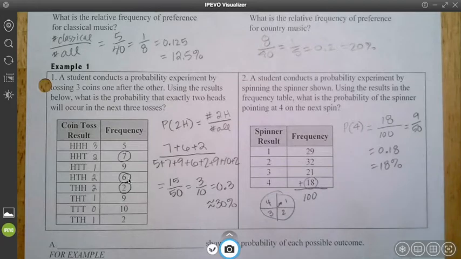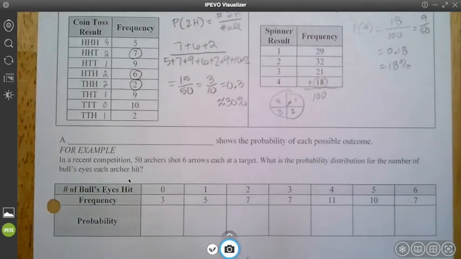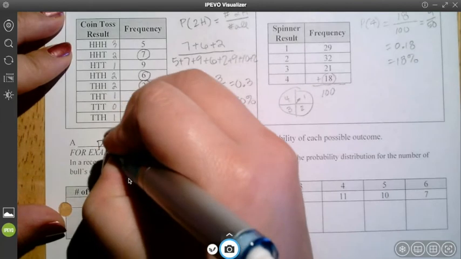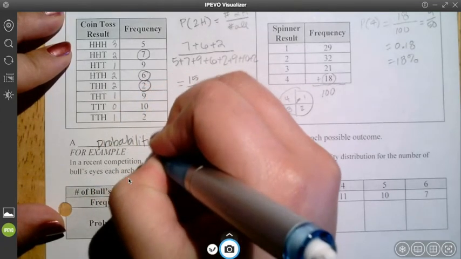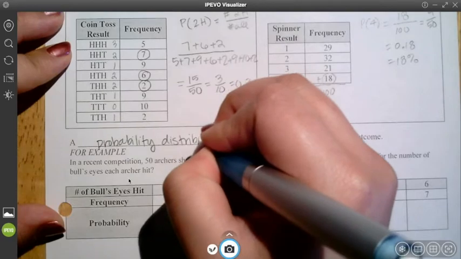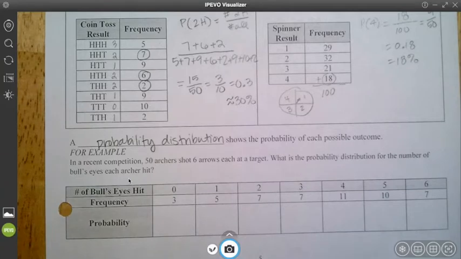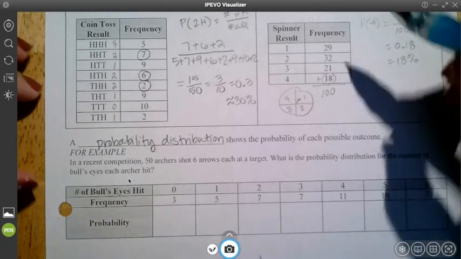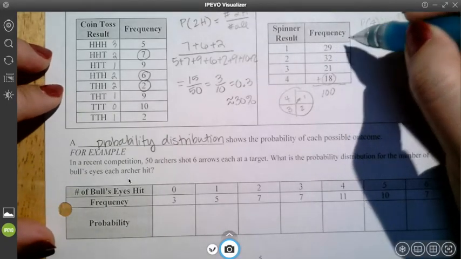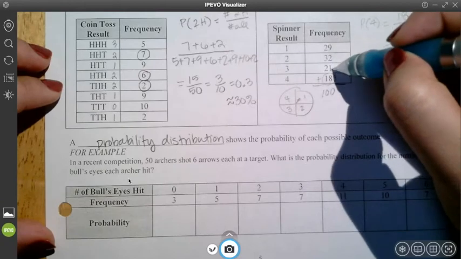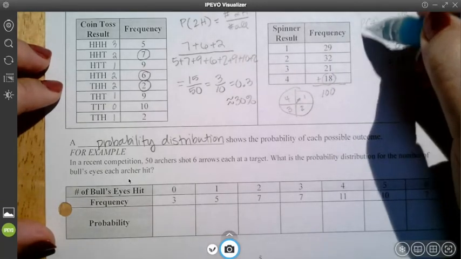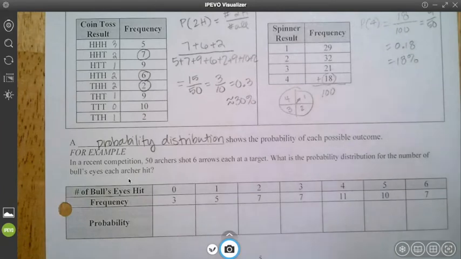So that's frequency tables, and we can use frequency tables to determine probabilities. The probability distribution, remember, that was our second key term in our objective that we need to understand. A probability distribution shows the probability of each possible outcome. So if I were to find the probability of spinning a 1, a 2, a 3, and a 4, and I put another column here, that would be the probability distribution. And that's exactly what we're going to do here.